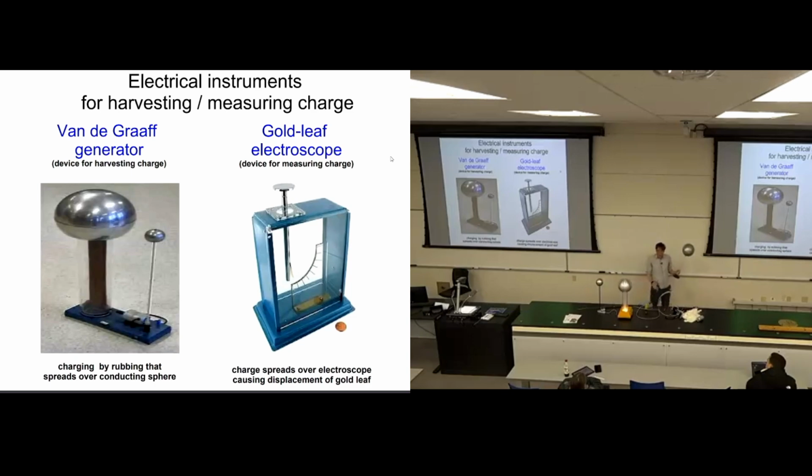And now you see the movable arm of the electroscope is deflected away from the vertical arm because of the electrical repulsion of the excess electrons that are now on the movable arm and the fixed arm. So this is the electroscope. We're measuring the charge. This is the Van de Graaff generator. We were harvesting the charge. This is called charging by conduction. I basically took a conductor, picked up some charge, and put it on the measuring device.